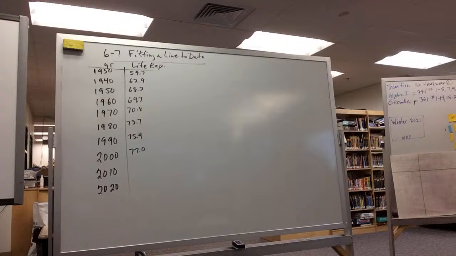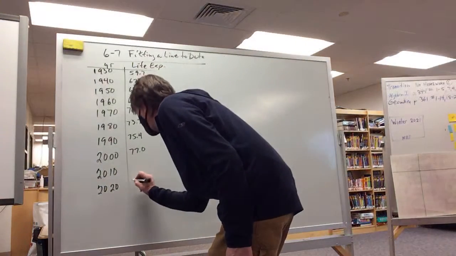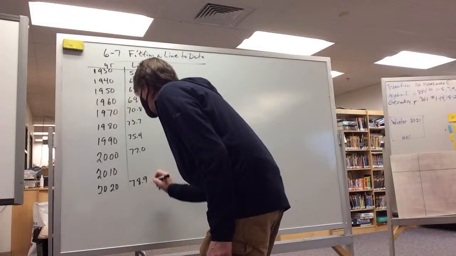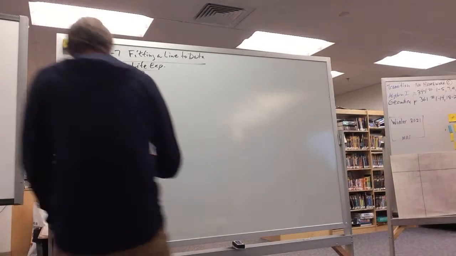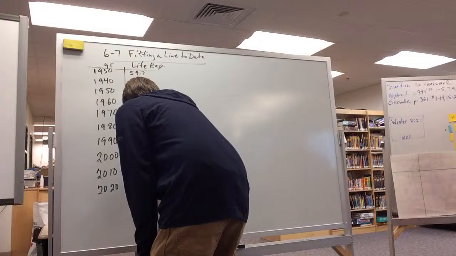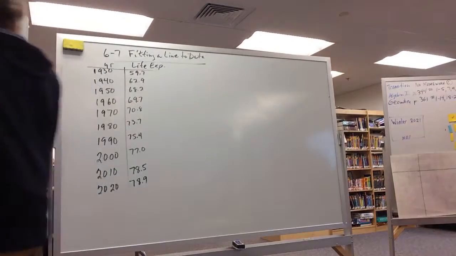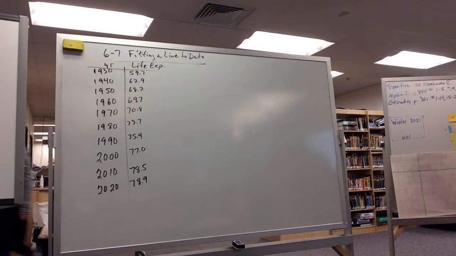Here it is, 2020: 78.9. 2020, 78.9. And the year 2010: 78.54. So we'll call it 78 and a half. What do you think it is this year? What do you think it is right now?